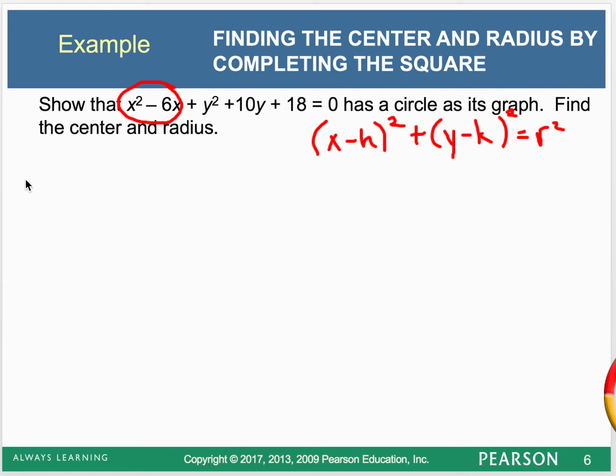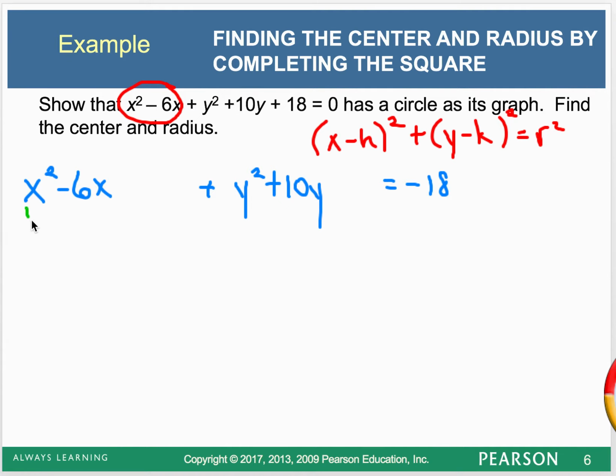So first step is I'm going to rewrite it with my x terms together and leave a blank because I'm going to have to add a number in here. And then my y terms together, and I'm going to leave a blank because I'm going to add a number in there. And then I'm going to move the constant to the other side. Remember, our first step in completing the square was move the constant to the other side? Okay, so I'm going to do that.